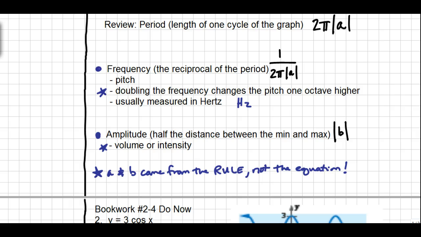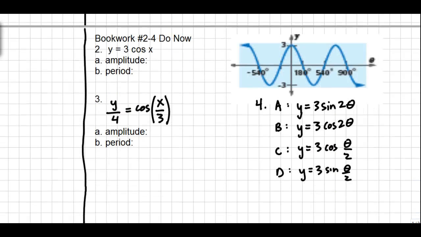So let's apply this to a few problems from the homework. I think these are questions 2, 3, and 4 from your assignment, so we're going to do those together right now. In number 2, they give you this equation and they ask you for the amplitude and the period. I would highly recommend that you write the rule before you tackle the amplitude or the period. That's how I always do these. That's how you'll see me demonstrate all of these types of questions.